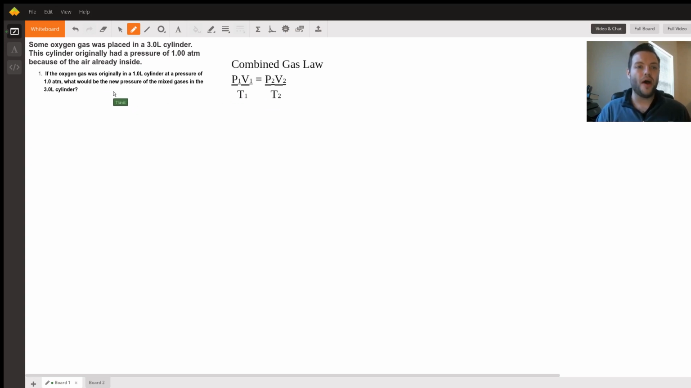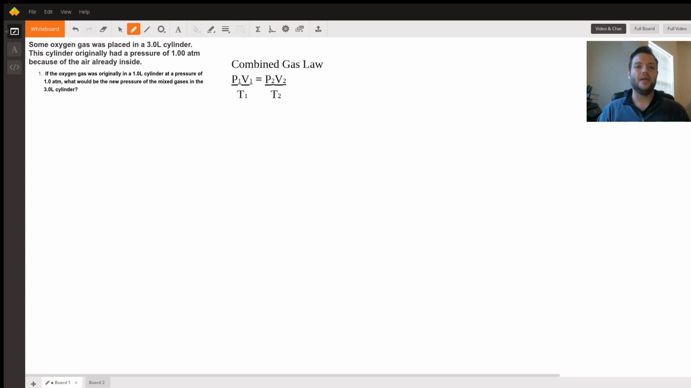Looking at the information provided, we have a pressure and a volume for our gas, and it's asking us for a new volume. Well, the combined gas law states that if we have a gas under one pressure, volume, and temperature set of conditions, and that if we were to modify that, we could find that that's equal to the pressure times the volume divided by the temperature under the second set of conditions.